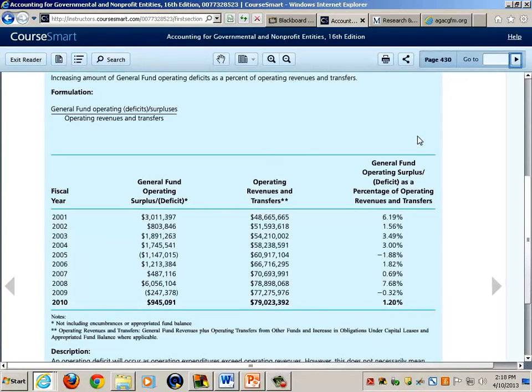So to wrap up this area, let me ask you this question. In your mind, what are the five areas that you would look at? What would you look at if you were to measure or evaluate government financial condition? What are some of the areas?